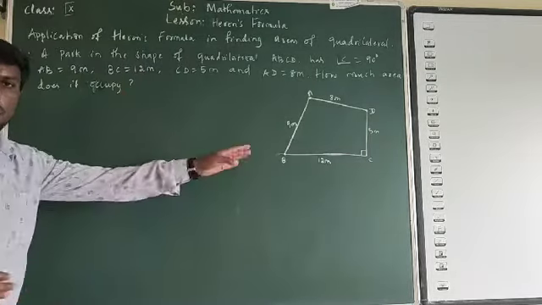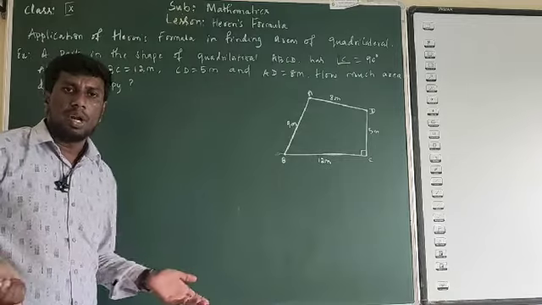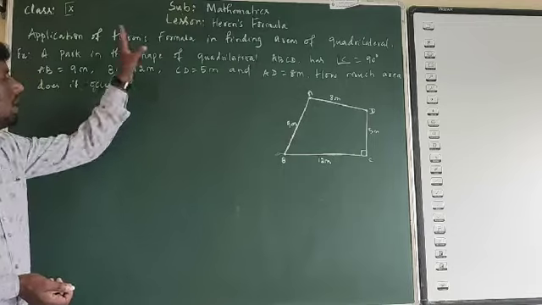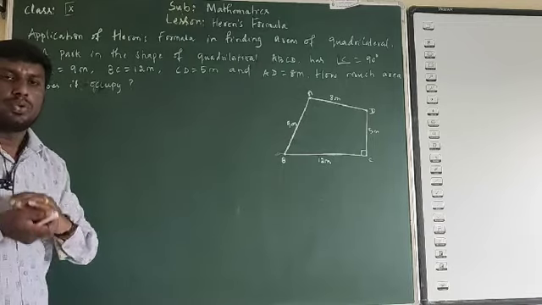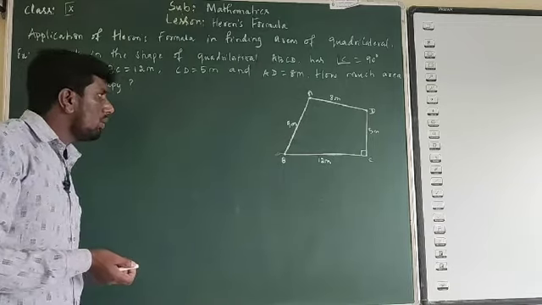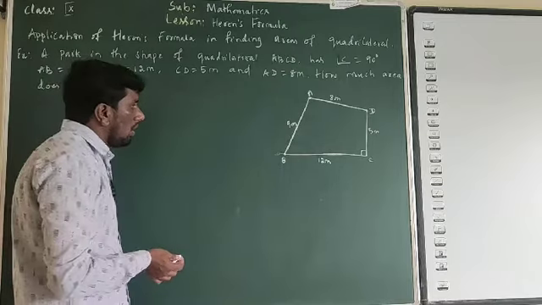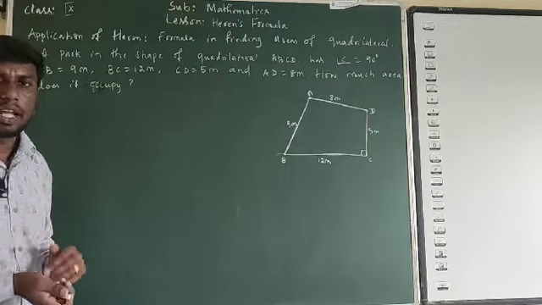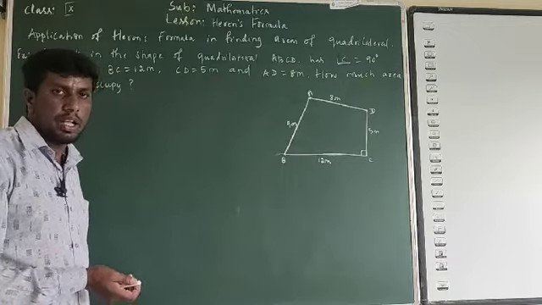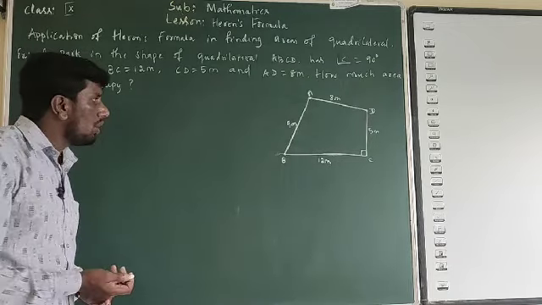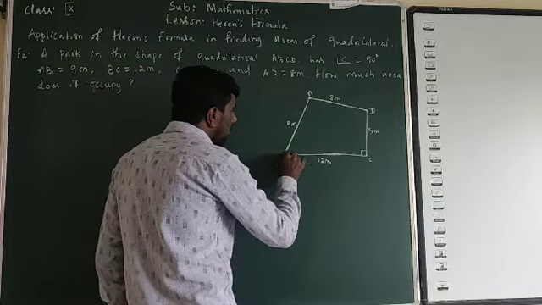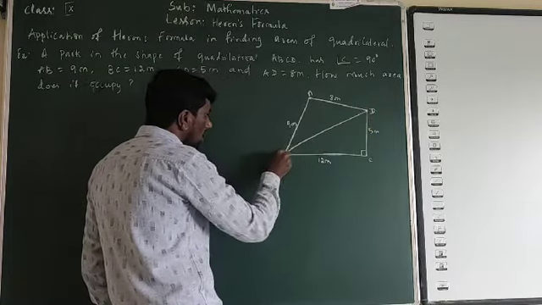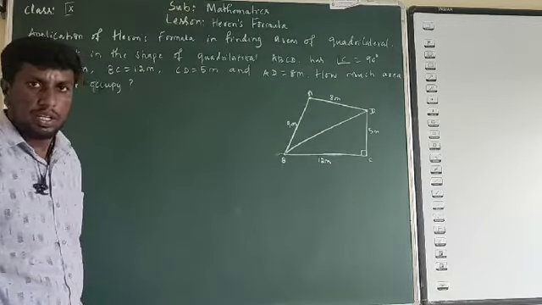Now it is a quadrilateral. How to find out the area of this quadrilateral by using Heron's formula? Okay, so very simple. What we will do? We will convert this quadrilateral into two different triangles. To convert into two different triangles, I will connect from B to D.